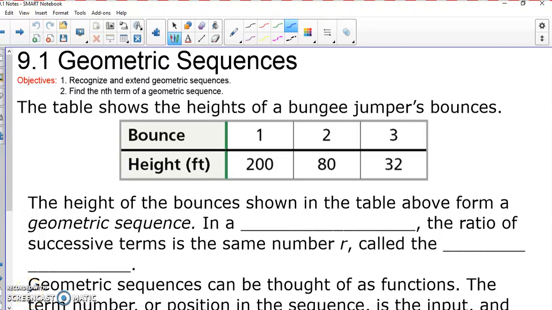Hi class, this is lesson 9.1 on geometric sequences.